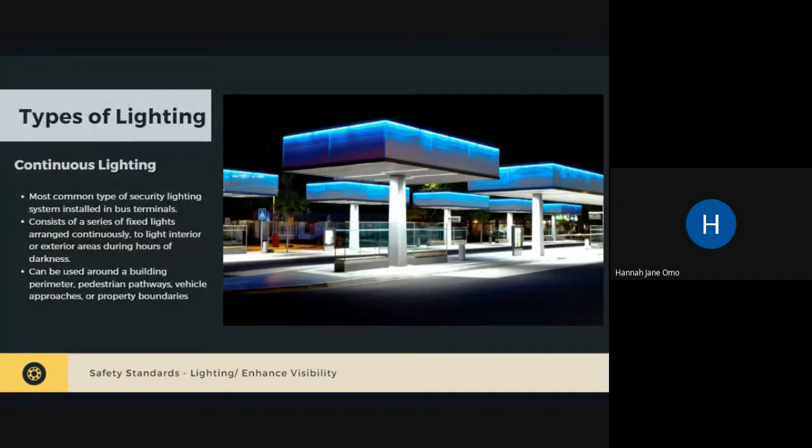The first type of lighting is the continuous lighting, which is the most common type of security lighting installed in bus terminals. This consists of a series of fixed lights arranged continuously to light interior or exterior areas during hours of darkness. This can be used around the building perimeter, pedestrian pathways, vehicle approaches, or property boundaries.